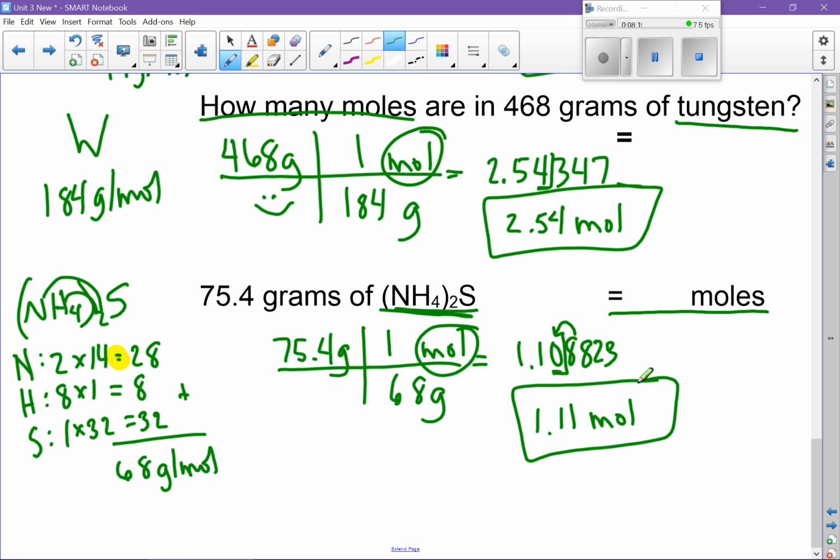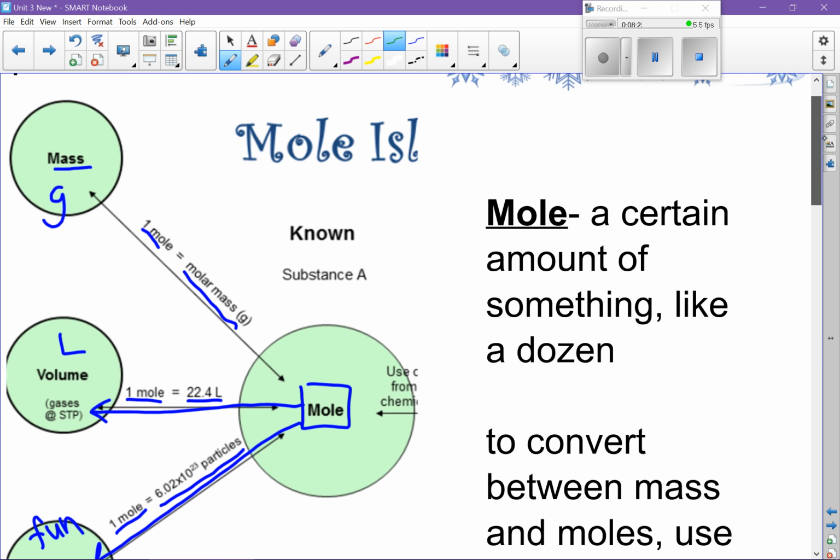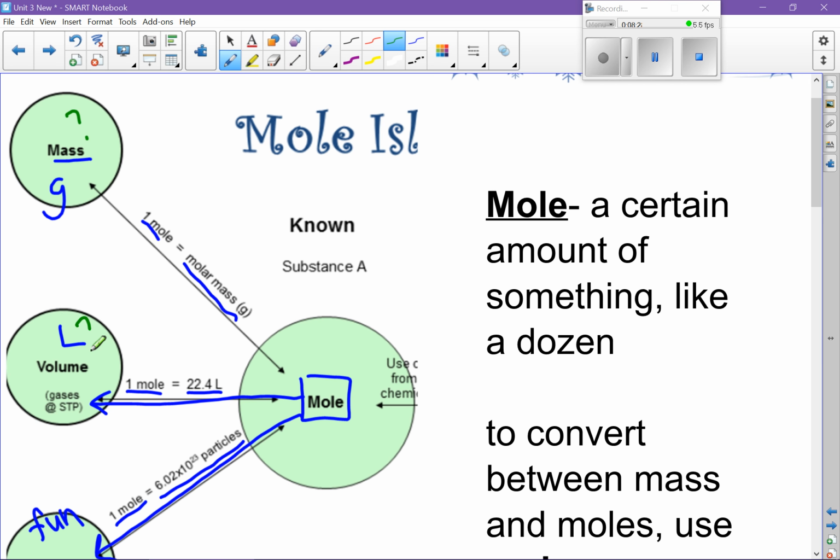Alright, that's it. The next page has lots and lots of practice with all of these different islands. So you've got to be really careful of which island you are using. Good luck. Let me know if you have any questions.